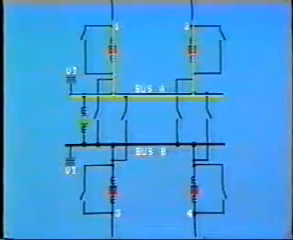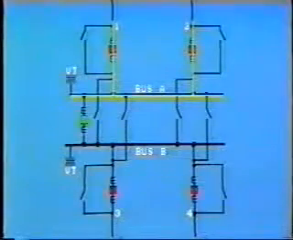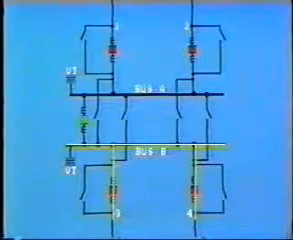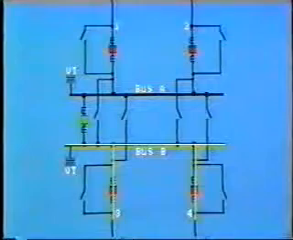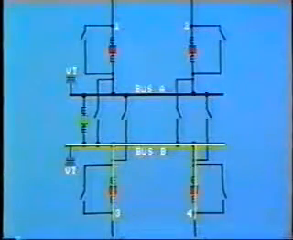For example, here we show lines 1 and 2 connected to bus A, while the other two lines 3 and 4 are connected to bus B through appropriate disconnects. For simplicity, we are showing only 2 lines connected to each bus. In practice, there would probably be many more.